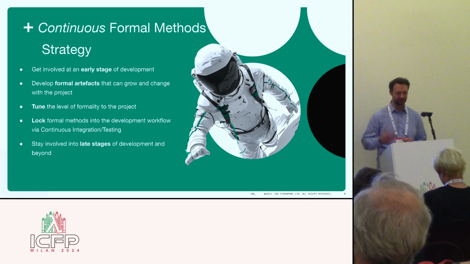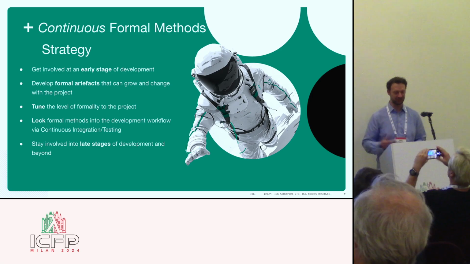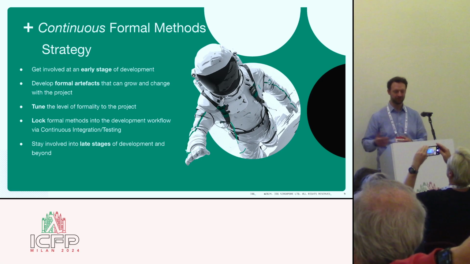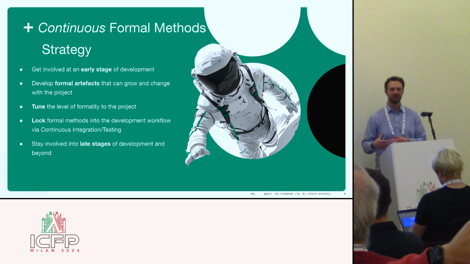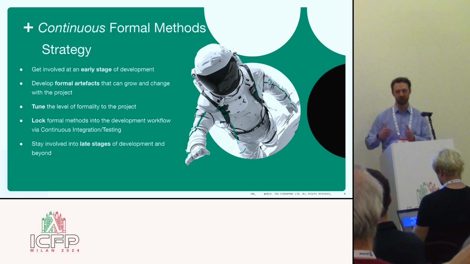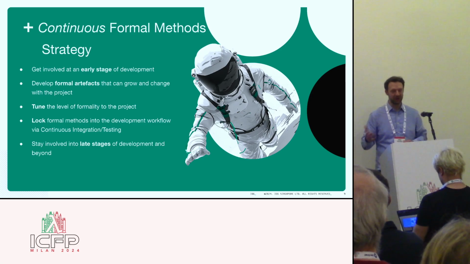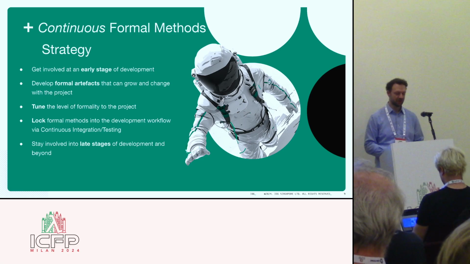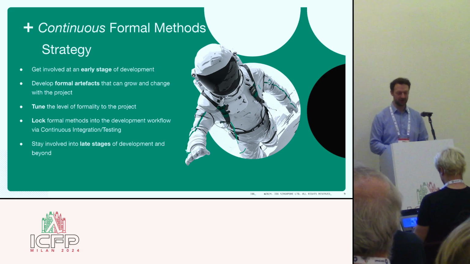So this is the strategy we adopt. We try to get involved at an early stage, so ideally at the research stage. We develop formal artifacts that can grow and change with the project. So that means they can't be too heavy, or they shouldn't be too light. We want things that are adaptable, and as we work with the team, we can tune what we're doing. And we also have to tune the level of formality to the project. Different projects, we can do different things. Some things are easier to apply than others, some things are more important, so we have to be adaptable.